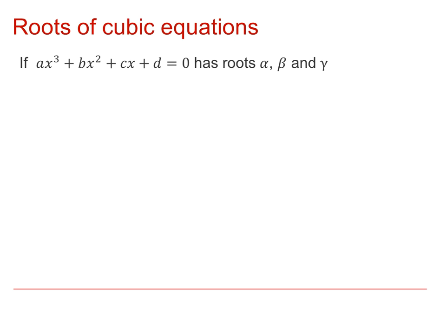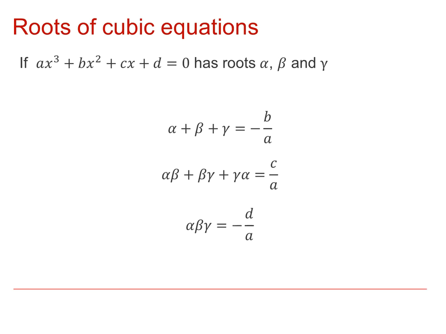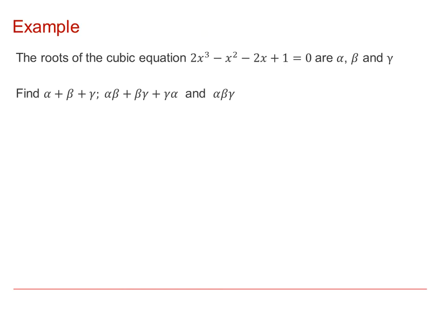Well, for a cubic equation we found the following results: that the sum of the roots is equal to minus b over a, the pairwise product of the roots is c over a, and finally the product is minus d over a. So again, in this situation then we're simply asked to find the sum of the roots, the pairwise product sum, and alpha beta gamma, the product of the roots.